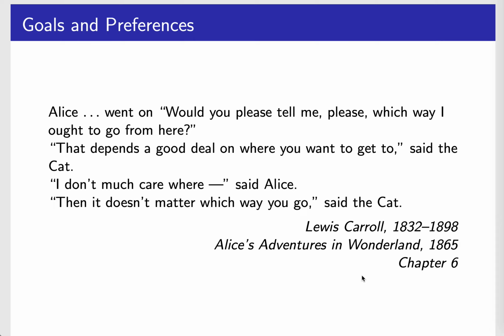So the point of this is, if you don't have preferences, it doesn't matter what you do. The only reason for doing something over another is because you prefer the outcome of one over the other. You have preferences over the outcome. If you have no preferences, it doesn't matter what you do.